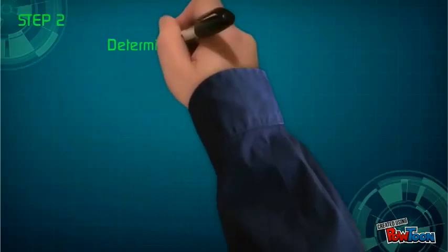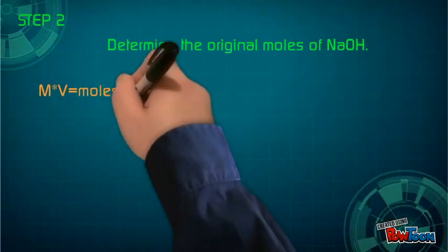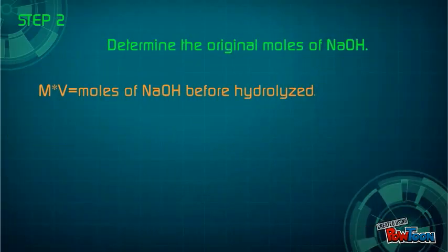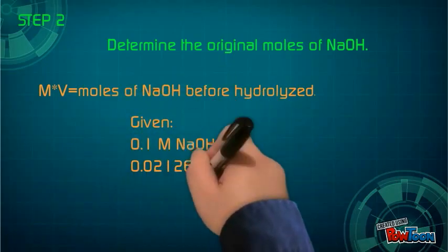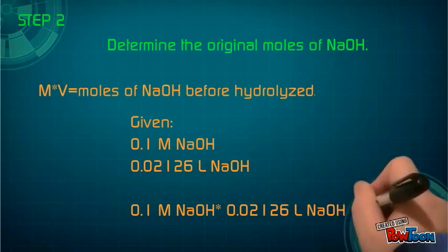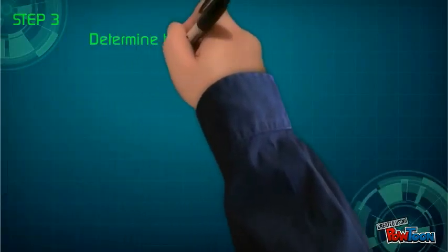Then we have to determine how many moles of sodium hydroxide we started with. We are given the molarity of sodium hydroxide to be 0.1 molar, and we determined it took 0.02126 liters of sodium hydroxide to titrate the sample. So 0.1 molar sodium hydroxide times 0.02126 liters equals 0.002126 moles of sodium hydroxide.